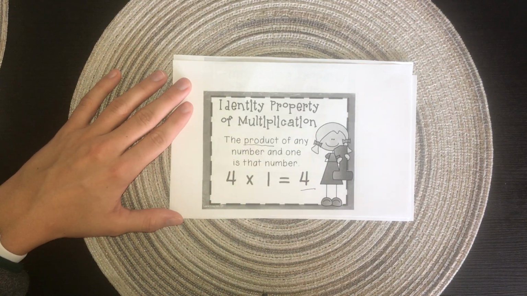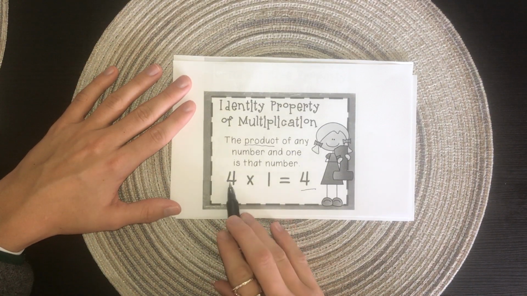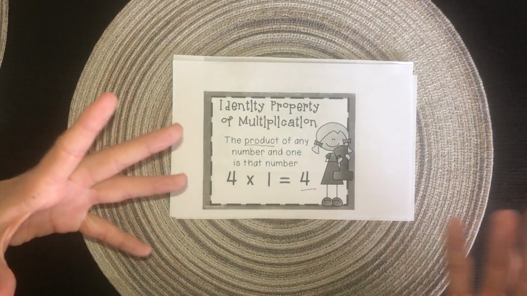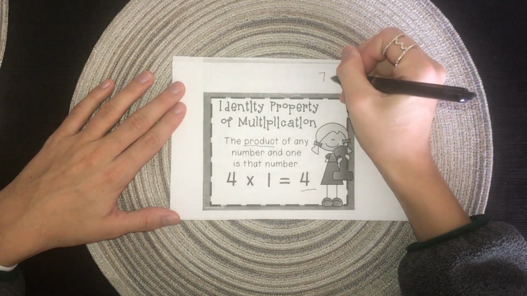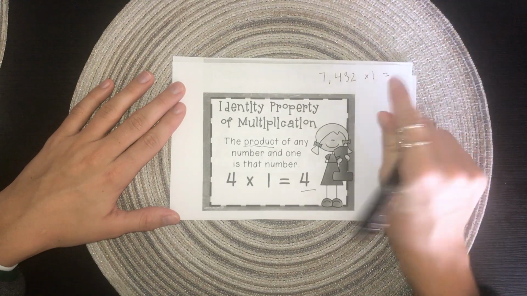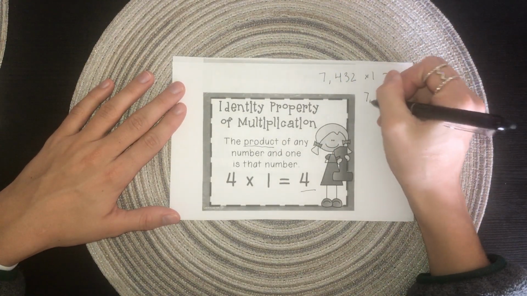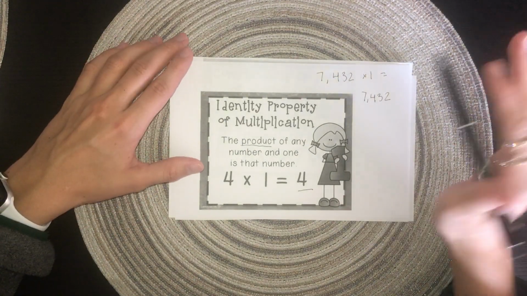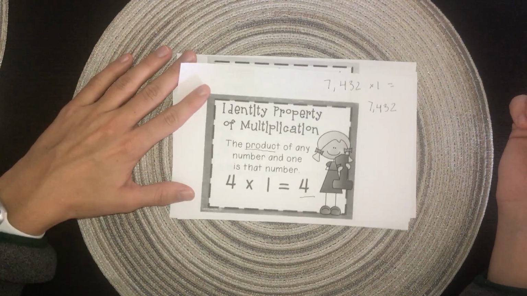The reasoning why this one stays the same is because you're taking that number and multiplying it by 1. When you multiply something by 1, it's still just itself because it's there only one time. So it could be 7,432 times 1, and the answer will always still be the number that's not 1, so the answer would be 7,432. It could be 10 million times 1, and the answer would still be 10 million. So that is the identity property.